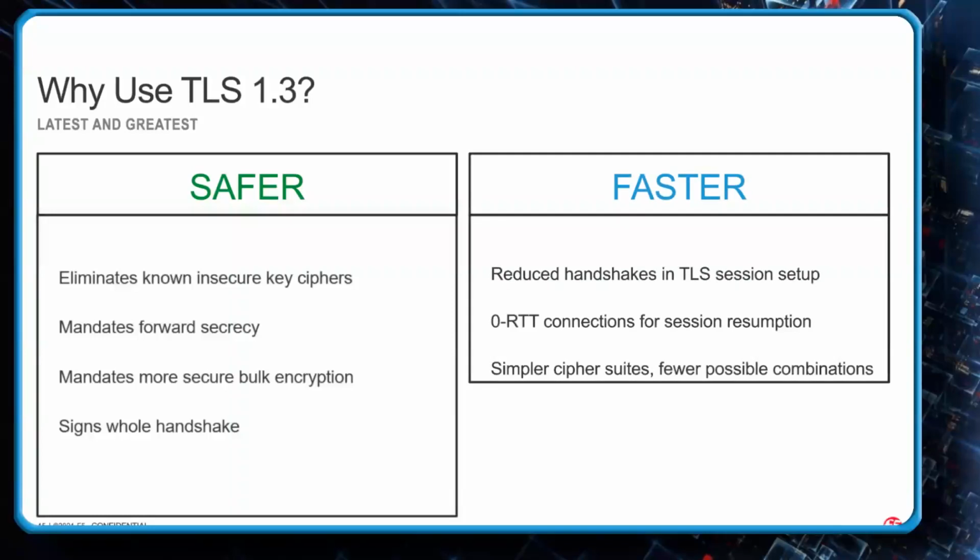It's also faster. It reduces the handshakes in TLS signups. There's 0 round-trip connections for session resumption. There's a simpler list of suites. It can boil down to a single suite if we wanted to, whereas with TLS 1.2, you'd have a significantly extensive list to communicate between the client and the server for negotiation. What suite are we actually going to end up with? 63% of servers measured today prefer TLS 1.3, and that's very good news for all of us.